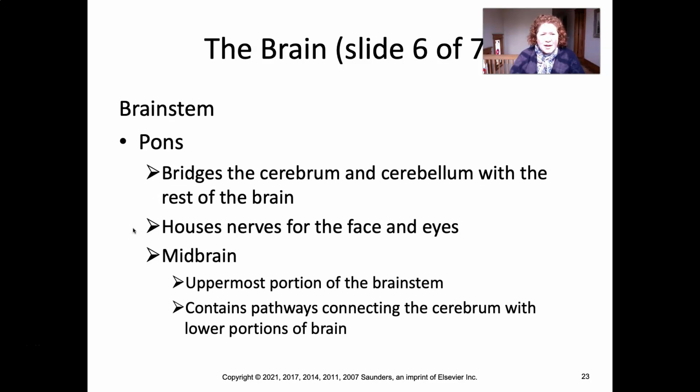In your brainstem, there's something called the pons. It bridges the cerebrum and cerebellum with the rest of the brain. It houses the nerves for your face and eyes. And there's also a part of midbrain, the uppermost portion of the brainstem, and that contains pathways that connect the cerebrum with the lower portions of the brain. So a lot of connections take place in the pons.